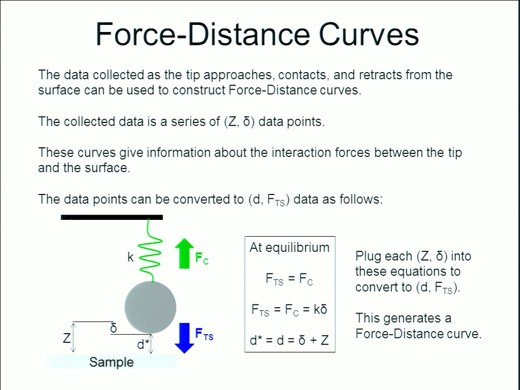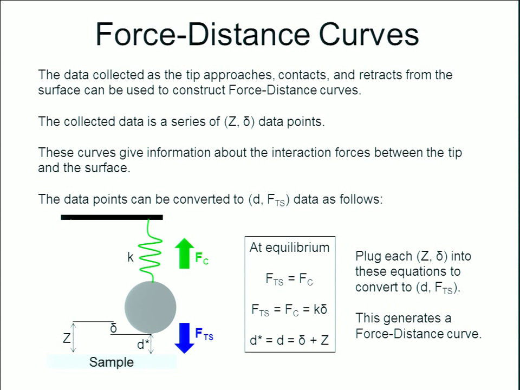Now, if you were investigating force distance curves, we would see that the data collected as that tip approaches the surface, contacts, and retracts from the surface could be used to create our force distance curves. So those curves we saw earlier, which were modeled using the Lennard-Jones potential, would actually be an accurate depiction of what's occurring. We can get those by collecting the data during this tip approach, contact, and retraction.